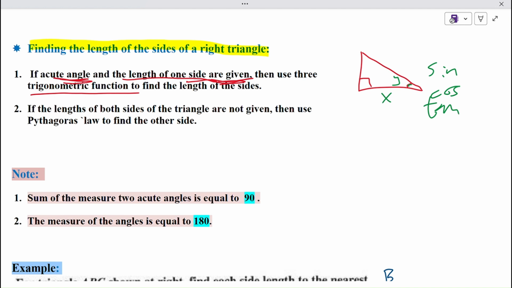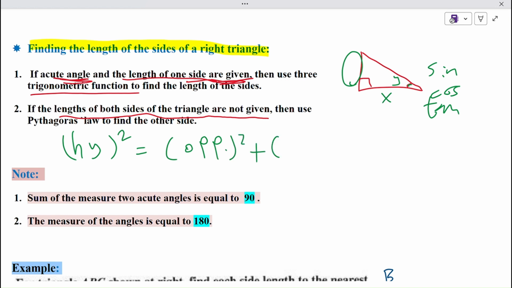What about the second case? The second case says if the lengths of both sides of the triangle are not given, then we use Pythagoras law to find the other side. Guys, what is the Pythagoras law? Pythagoras law is: hypotenuse square is equal to opposite square plus adjacent square. This is called Pythagoras law.